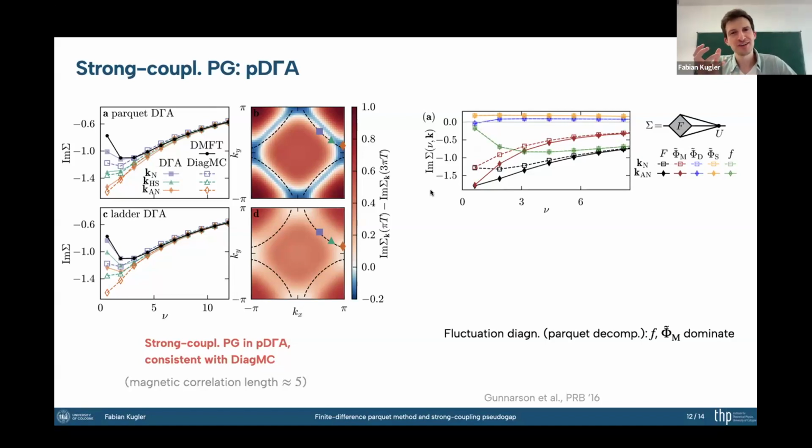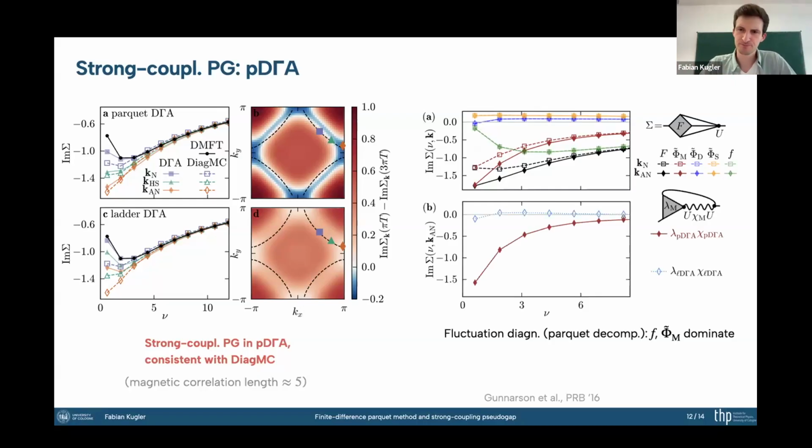If one channel dominates diagrammatically, then why doesn't ladder D gamma A suffice? Why do I need to solve three coupled Bethe-Salpeter equations if all the physics takes place in one channel alone? So let's understand what's going on here. What's the difference between the ladder and parquet D gamma A solution?